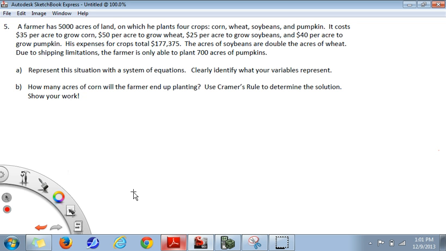Due to shipping limitations, the farmer is only able to plant 700 acres of pumpkins. So first we need to represent this situation with a system of equations, clearly identifying our variables. And then we need to solve for the number of acres of corn that the farmer will end up planting. And since we only need to solve for one of the variables, Cramer's rule is a good approach to solving this system. We're solving for a number of acres, so that's what our variables are going to represent.